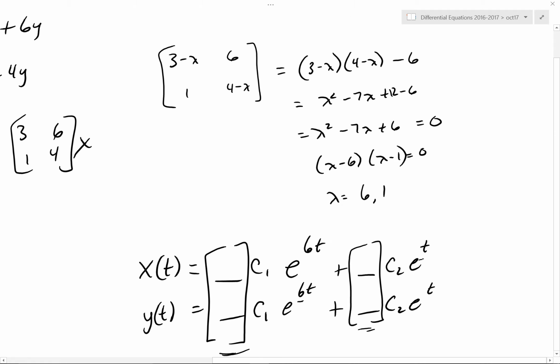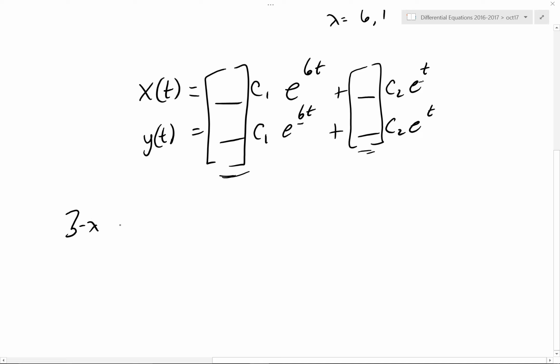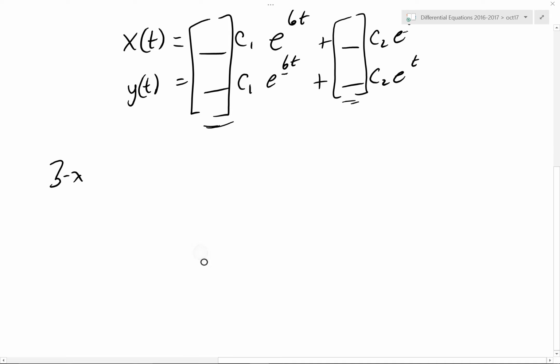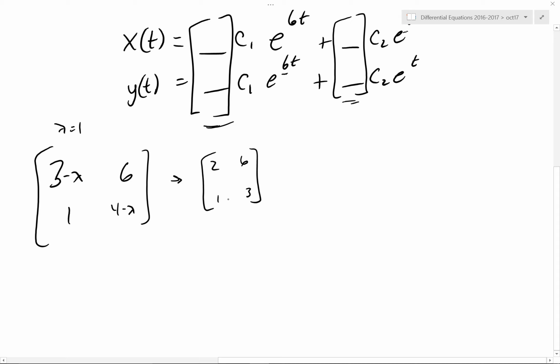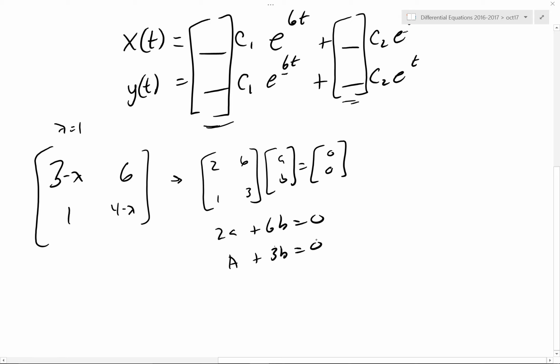Well, we come back up here to this fella, so it's 3 minus lambda, 6, 1, 4 minus lambda. And one at a time, we stick in our eigenvalues. So let's put in lambda equals 1, for instance. So that's going to be [2, 6; 1, 3] times some a and b. And the trick is it has to equal 0, 0. So that's 2a plus 6b equals 0. And obviously a plus 3b equals 0 is the exact same equation. So any value that makes this top one work makes the bottom one work as well. So I'm saying 3, negative 1. Are you with me on this? So that's going to be 3, negative 1.